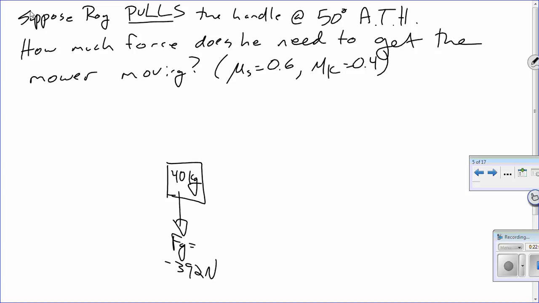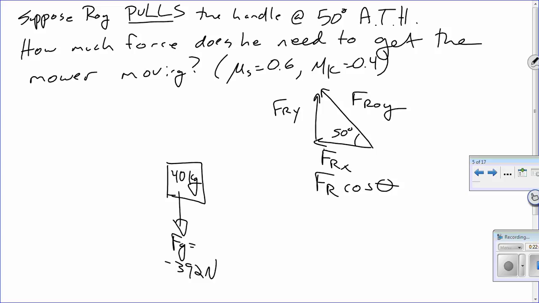Now, Roy is this time going to be pulling this way, right? And that's going to have some horizontal component and some vertical component, right? Now, the problem here is we're trying to find Roy's force, right? So as much as possible, I want to write everything in terms of FR, Roy's force, okay? So, I know this angle is 50 degrees. Let me finish my train of thought here, and then I'll get your question, Ian, okay? You sure? Okay. So, Roy's force in the x direction is just going to be FR times the cosine of theta. And his force in the y direction is just going to be FR times the sine of theta. Follow?